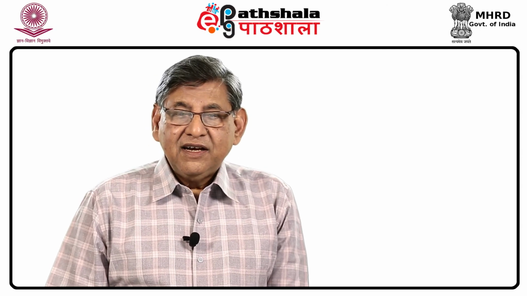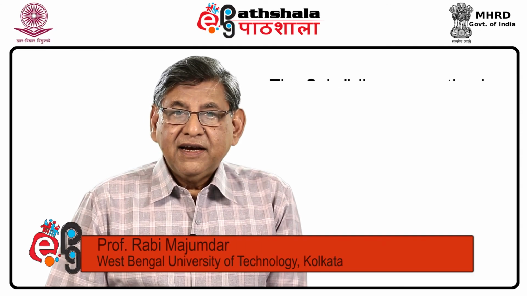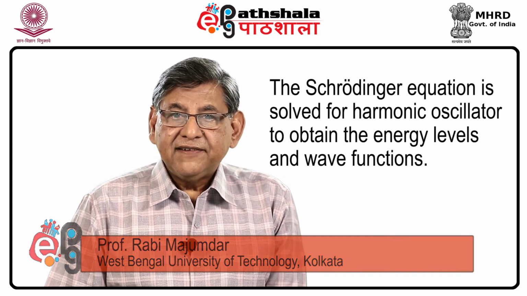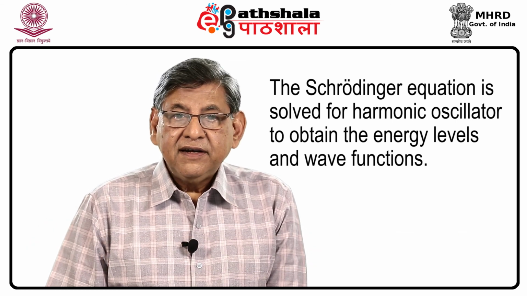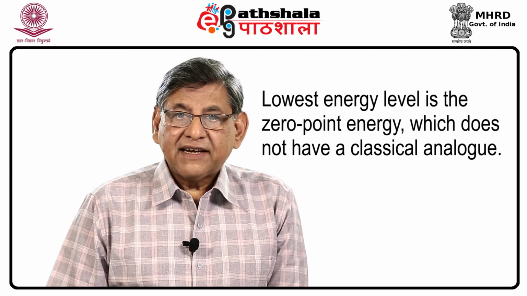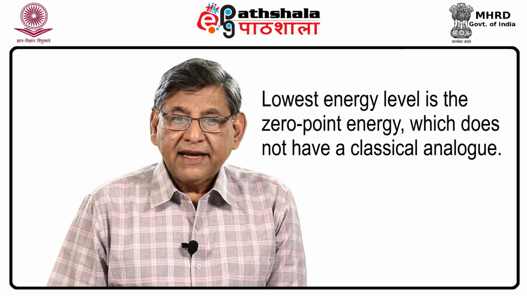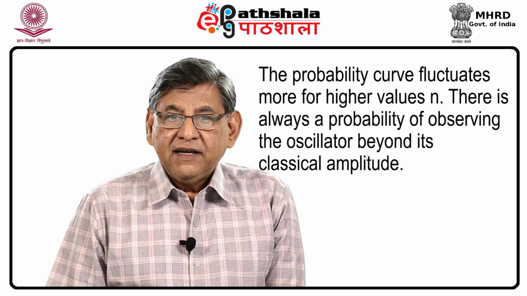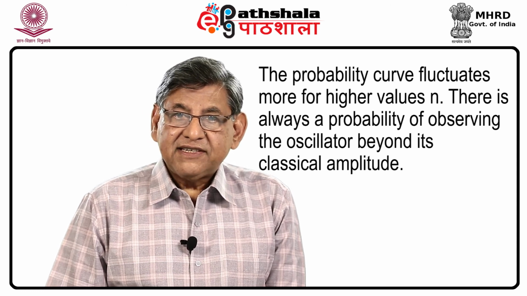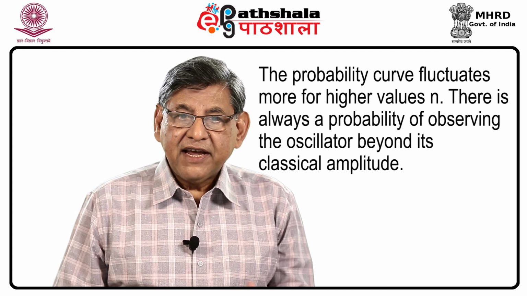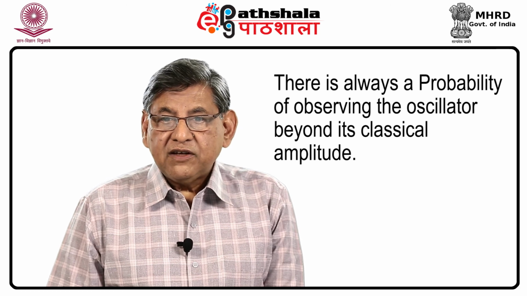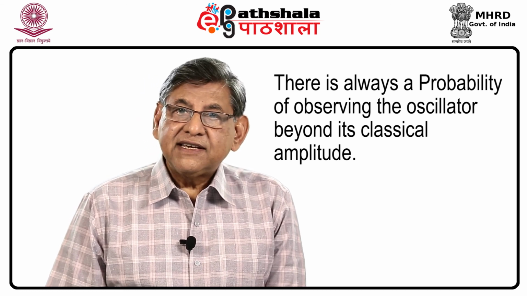Let us now summarize what we have learned from this lecture. The Schrödinger equation is solved for the harmonic oscillator to obtain the energy levels and wave functions. Then, the lowest energy level is the zero-point energy, which does not have a classical analog. Then, the probability curve fluctuates for higher values of the quantum number n, but its average is consistent with classical behavior. Then, there is always a probability of observing the oscillator beyond its classical amplitude.